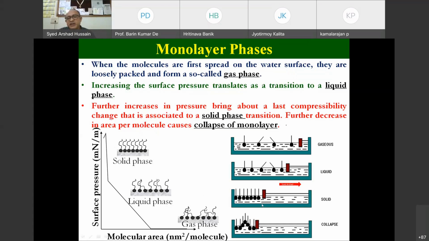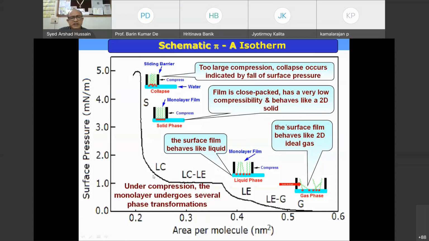Here also the same thing happens. If you go on increasing the applied force, you see the layer collapse, and in that case you see in the plot a decrease in surface pressure. This is again shown here. Depending on the molecules and their organization, one can have different kinds of phases. So this is an indirect way of getting an idea about the molecular layer at the air-water interface. From this, one can see how molecules organize on the surface at the air-water interface.